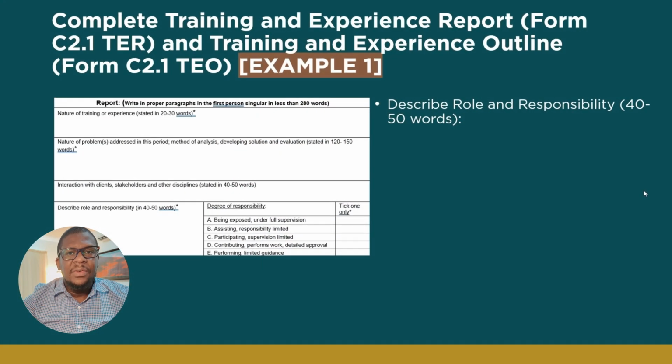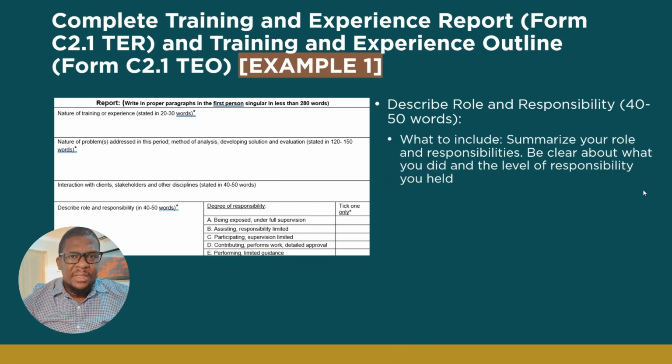Describe the role and responsibility. What was your role within that specific period? What is expected of you? Summarize your role and responsibility. Be clear about what you did and the level of your involvement in terms of degree of responsibility.